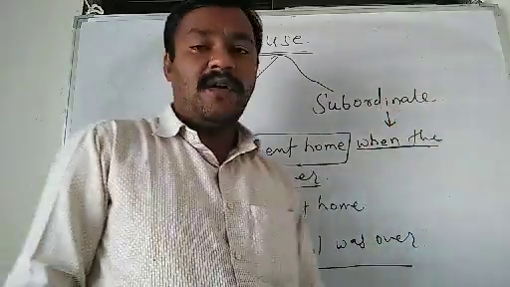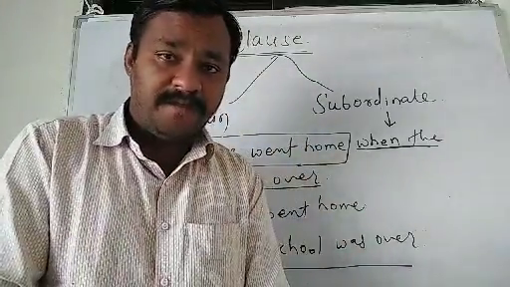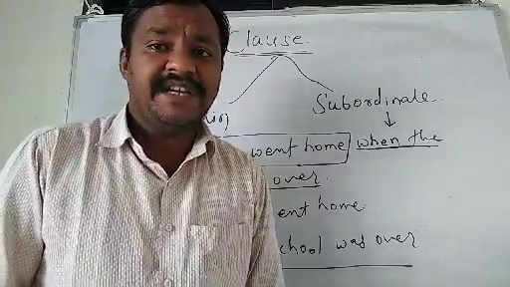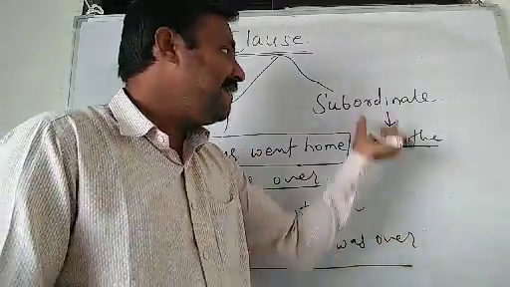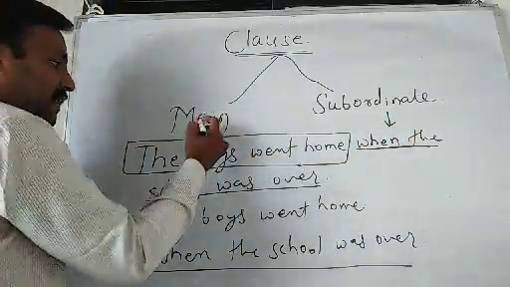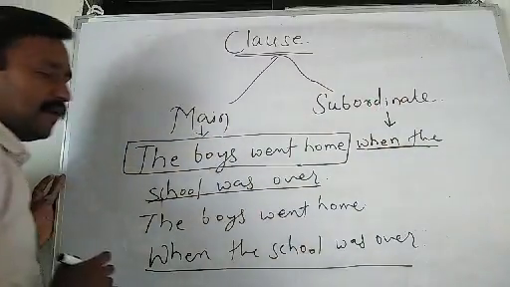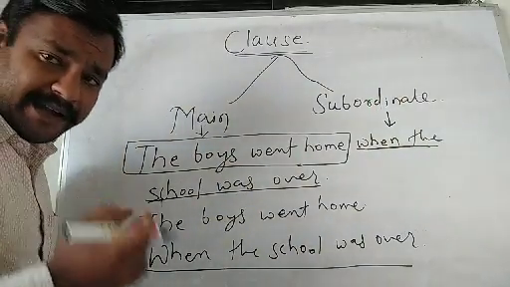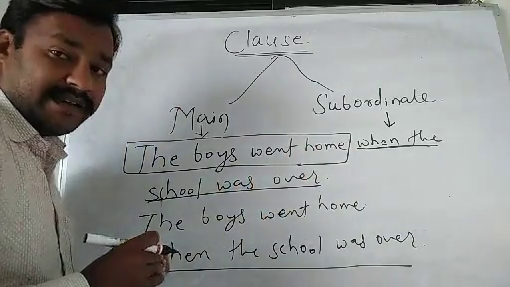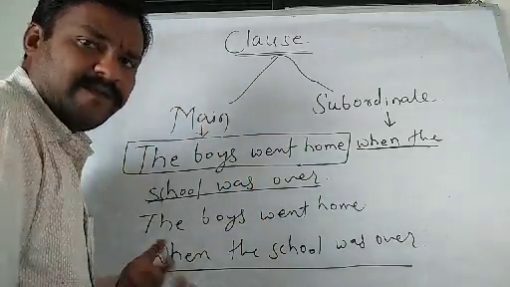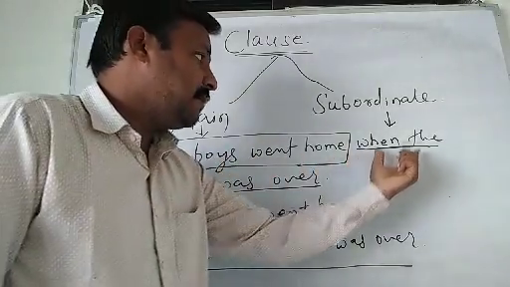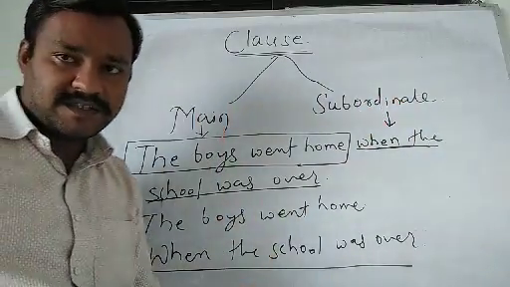And this subordinate clause is also called dependent. It is dependent for the meaning, for the completion of the sentence. That's why it is also called a dependent clause. Dependent and subordinate, they are the same. So friends, clause is divided into two types, main clause and subordinate clause. The main clause is also an independent clause, because it doesn't require another part for completion of the sentence. We get complete meaning and sense, but the subordinate clause is dependent on the main clause.